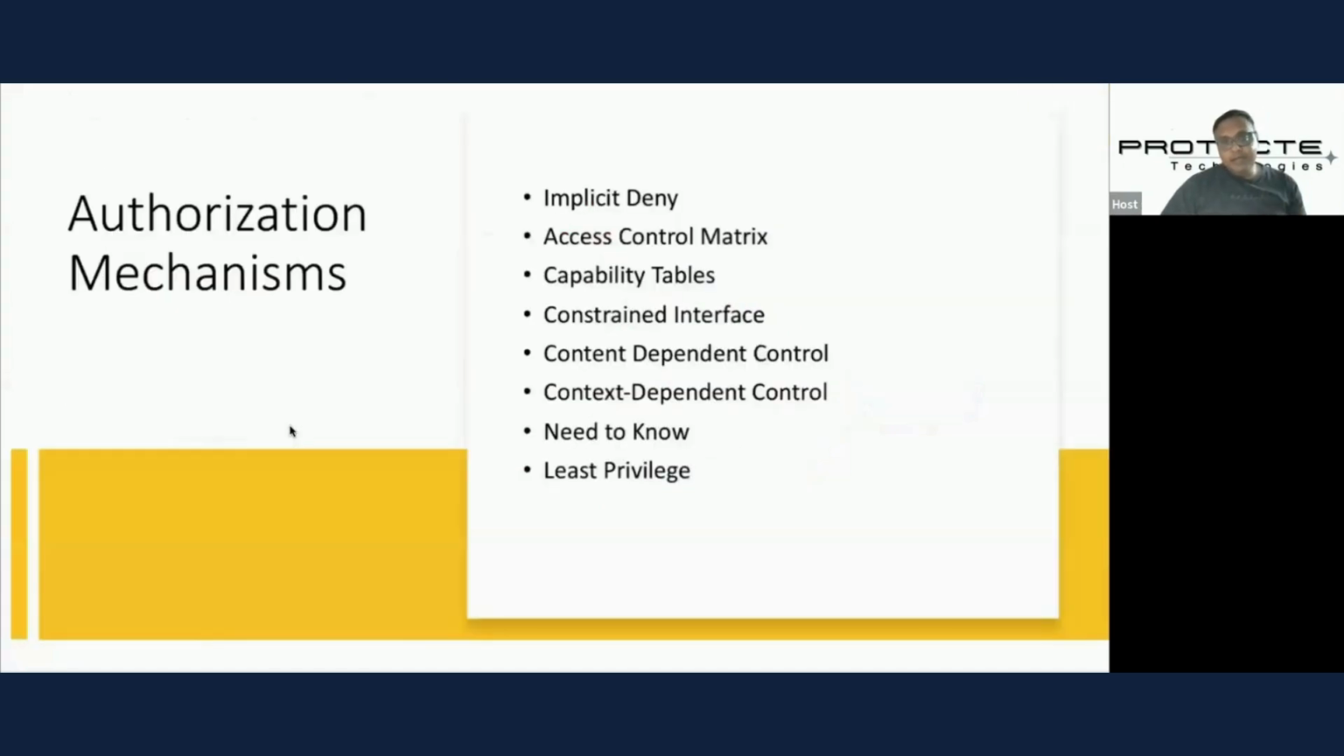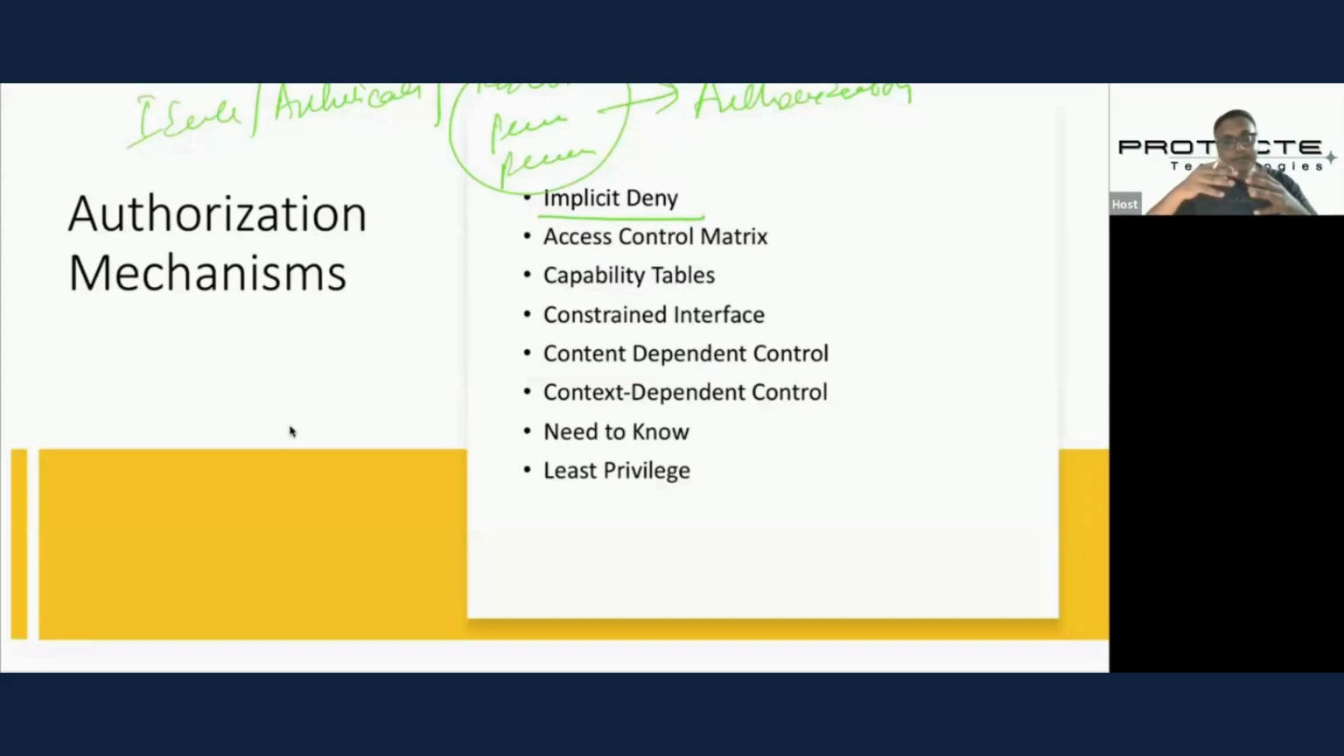Now, generally, we saw identity, we saw authentication, and now we saw the rights, privileges, and permissions, right? This is what authorization is. What are you authorized to do on the object, right? Now, authorization can be done in many ways, okay? First is implicit denial.